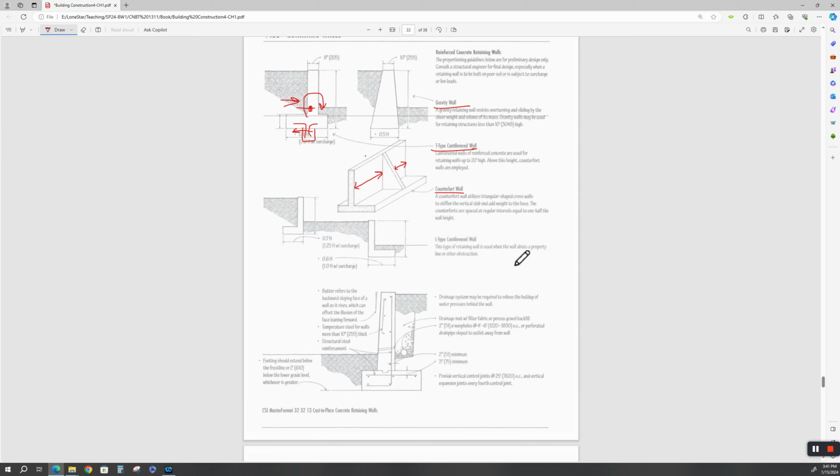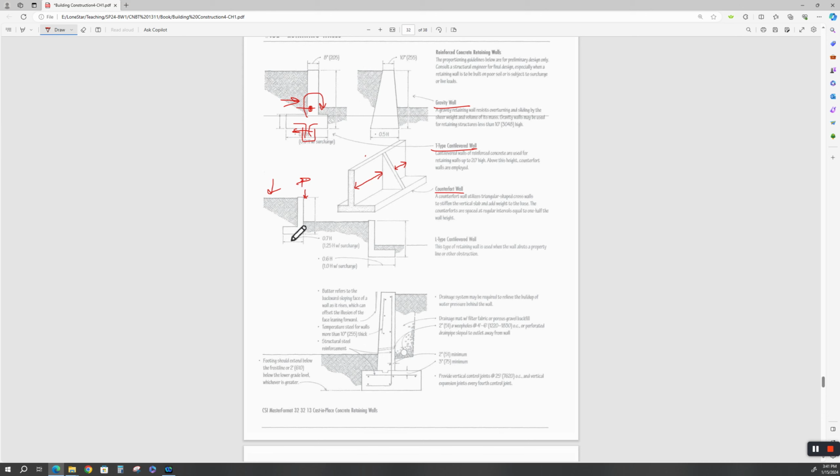Let's see, an L-type. This is an L-type cantilevered wall. Guess why they call it an L? Because it's in the shape of an L, right? Go figure. This type of retaining wall is used when the wall abuts a property line or other obstruction. In other words, let's just say this was a property line right here. Hopefully this is your property. Here's the property line.